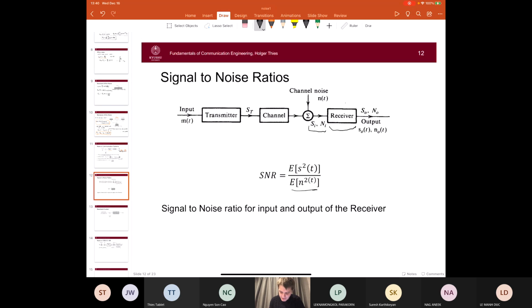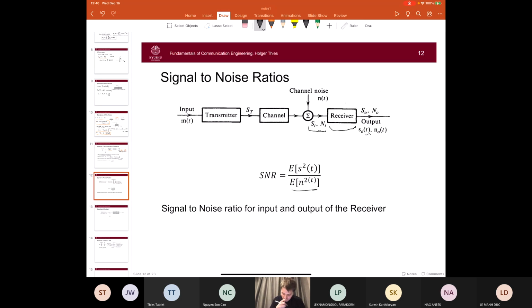So this is the signal to noise ratio at the input. We will have some signal and some noise at the input, and then we can compute the signal to noise ratio at the input. Then we put this signal together with the noise to the receiver. The receiver will do some processing of this message, and then we will get some message at the output, which also has some signal component and some noise component, and this will be the signal to noise ratio at the output.